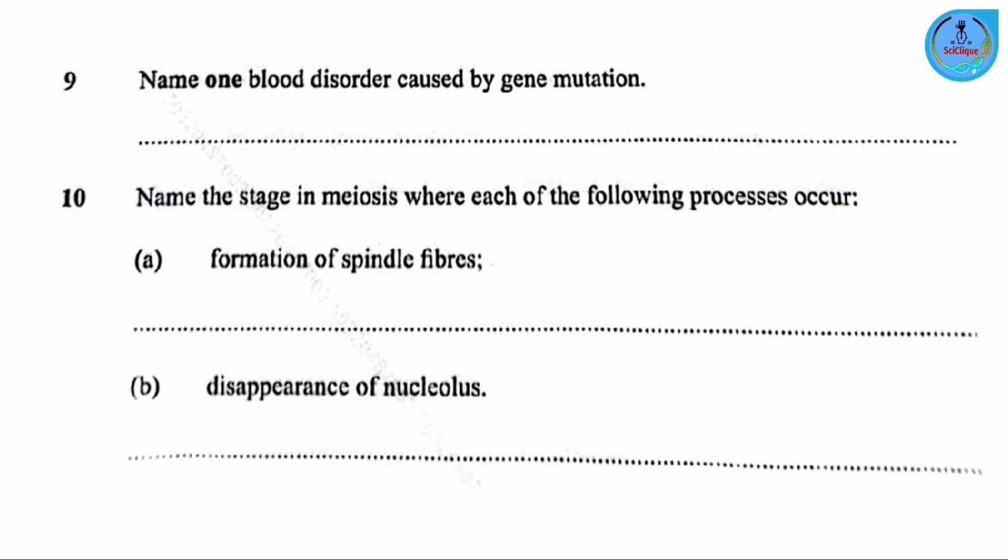On to our next question. Name 1 blood disorder caused by gene mutation. Okay, so we have sickle cell anemia and we also have hemophilia. Now, if you're an upcoming candidate, these are the disorders that you are going to learn in detail in the first chapter of biology in Form 4 called genetics. Such a fascinating topic it is.